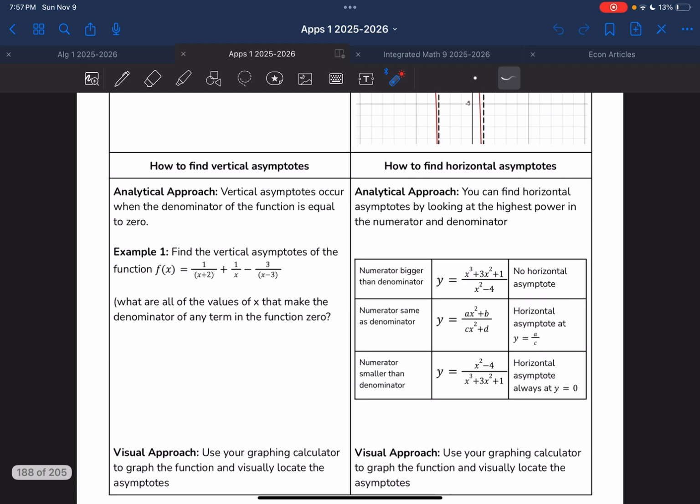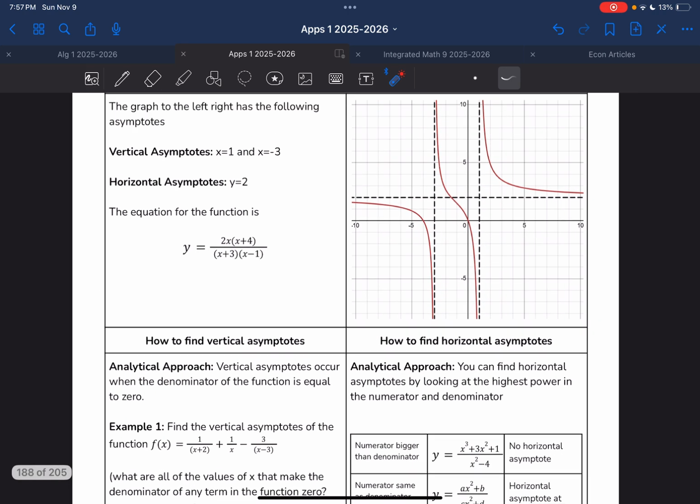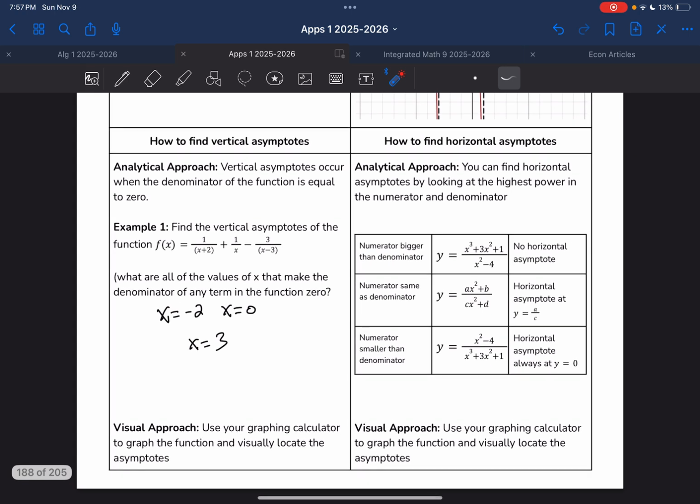So for the vertical asymptotes, they're going to occur anywhere where the denominator of any part of the function is 0. For example, if I see this function here, I know that the vertical asymptotes are going to be at x equals -2, x equals 0, and x equals 3, because those are the three values that are going to make some part of this function have a 0 denominator. And so that's where we're going to have a vertical asymptote. So the vertical asymptotes come from whenever the denominator is equal to 0 in any part of the equation.